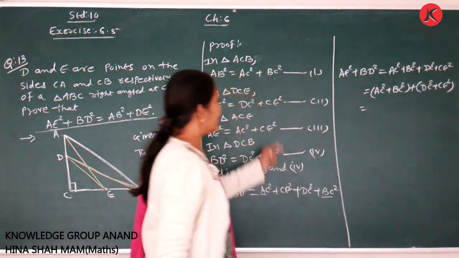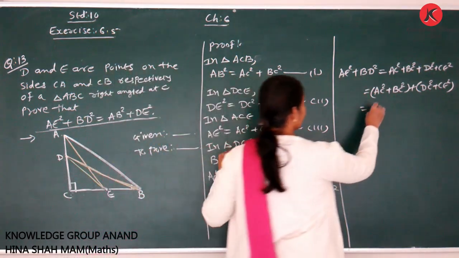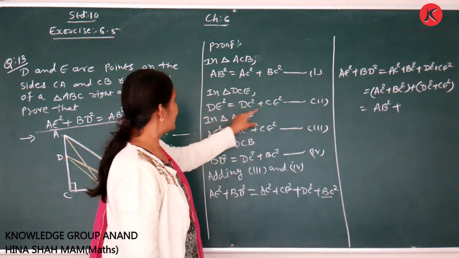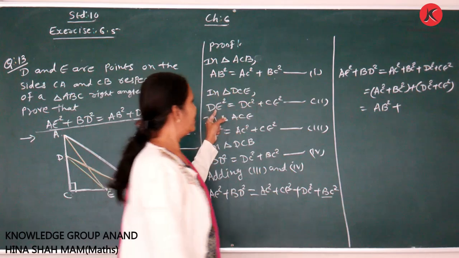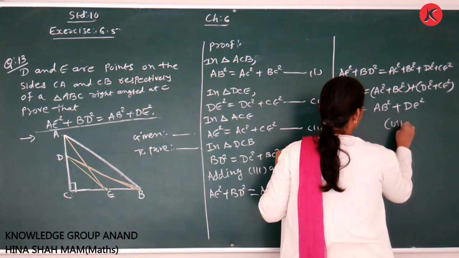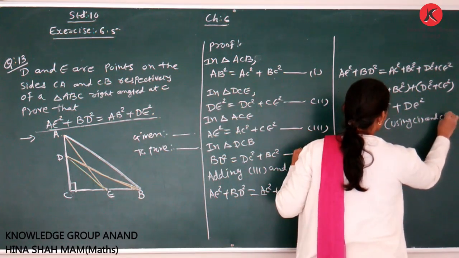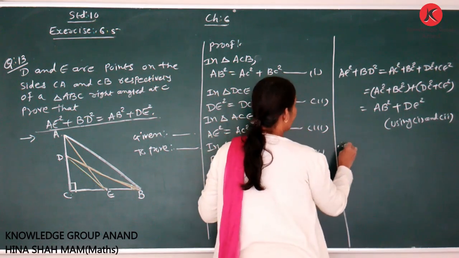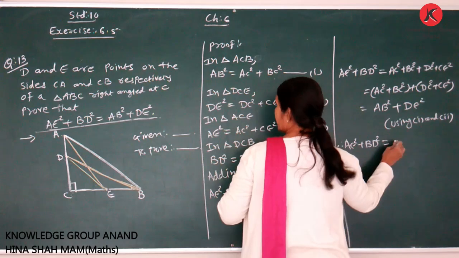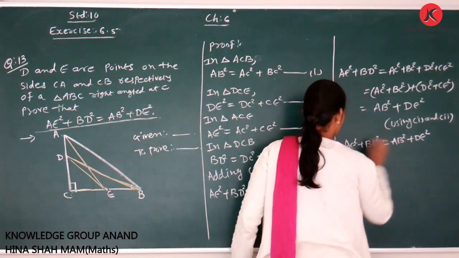Now what is AC square plus BC square? Using result number 1, AB square, plus DC square plus CE square is equal to DE square, using result 2. Therefore, AE square plus BD square is equal to AB square plus DE square.